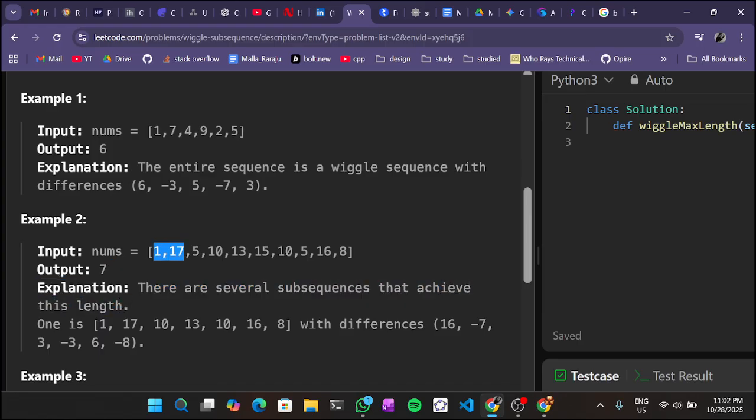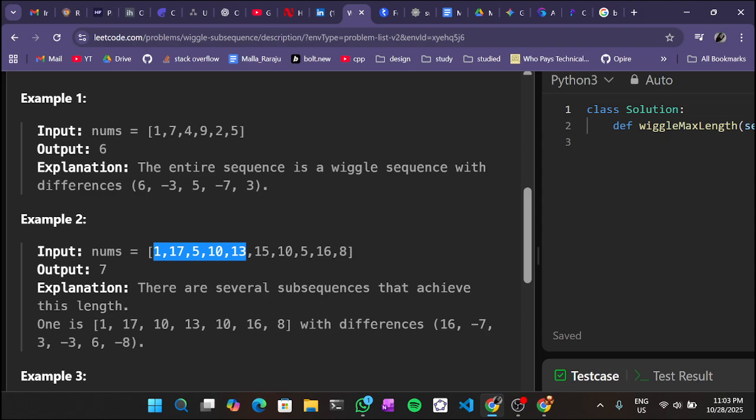17 minus 1 is 16, positive. Negative, 5 minus 17 is negative. 10 minus 5 is positive. 13 minus 10 is negative. 15 minus 13 is positive. 13 minus 10 is positive, and 15 minus 13 is also positive. So it's fine until this point.